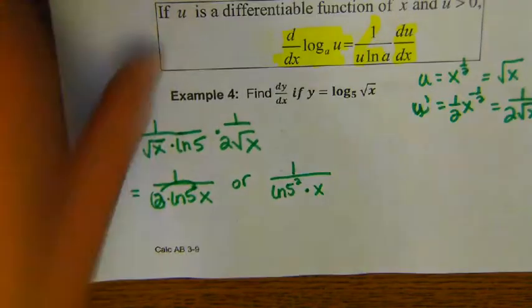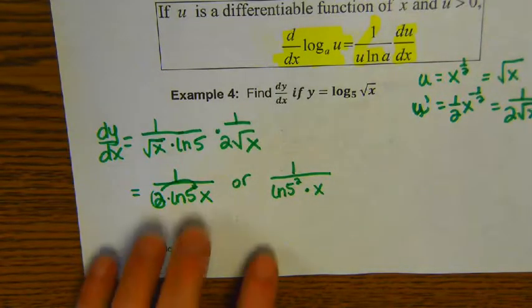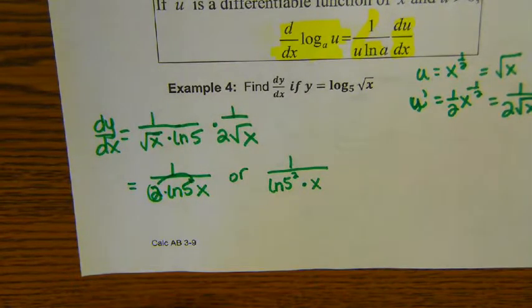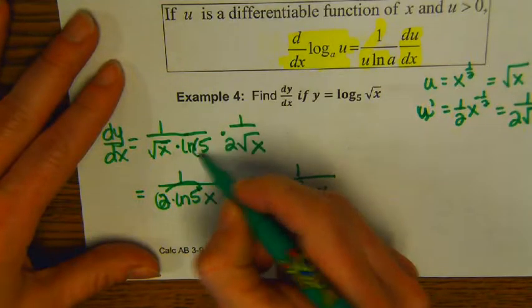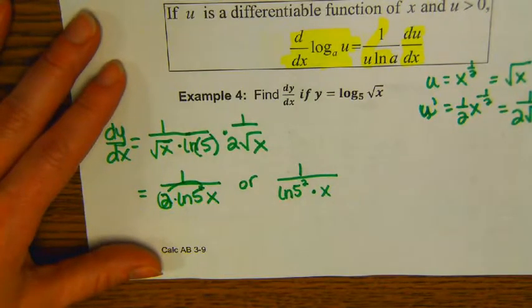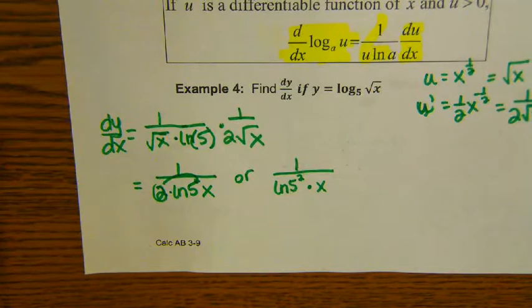Are we good? Emma, why does the x not go with the x as well? This is separate. This was the natural log of 5. That rule only applies if it's in the natural log.